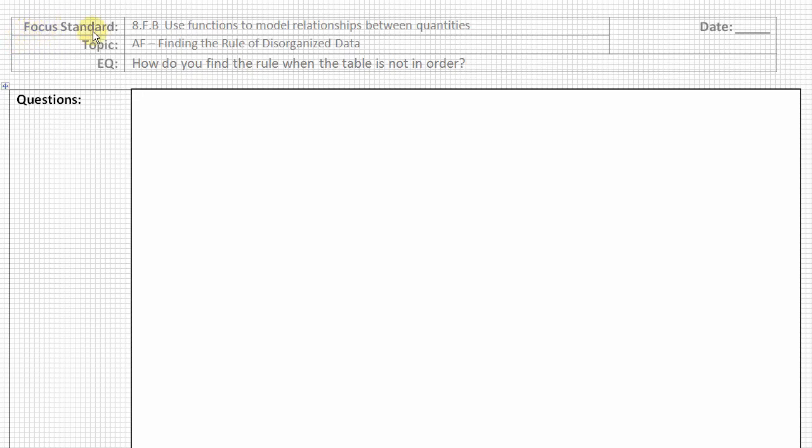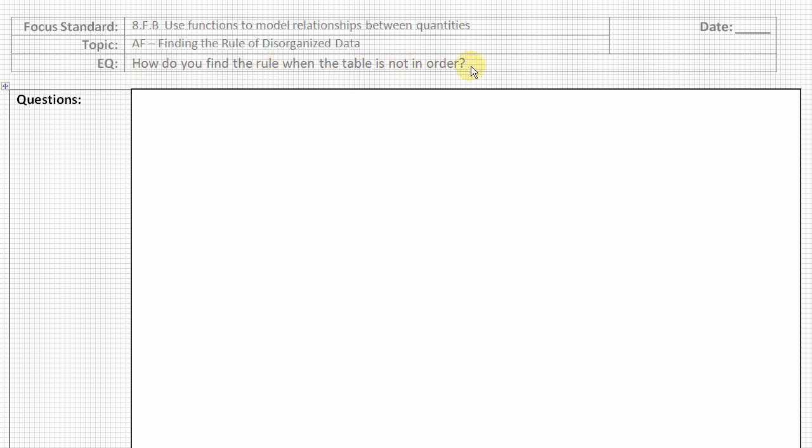For today's lesson, our focus standard comes from Grade 8 Functions, Standard B, Use Functions to Model Relationships Between Quantities. Our topic for today's lesson comes from Applying Functions, Finding the Rule of Disorganized Data. Our essential question for this lesson is, how do you find the rule when the table is not in order?